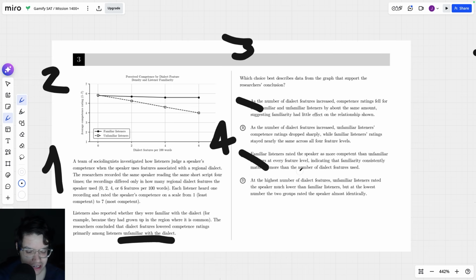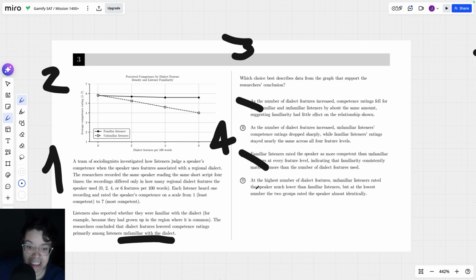D: at the highest number of dialect features, unfamiliar listeners rated the speaker much lower than familiar listeners, but at the lowest number, the two groups rated the speaker almost identically. So honestly, this seems pretty good. It's saying here the unfamiliar rated much lower. So yeah, that is the truth. But at the lowest number of dialect features, it says the two groups rated the speaker almost identically, which also would be correct because they both are the exact same up here.